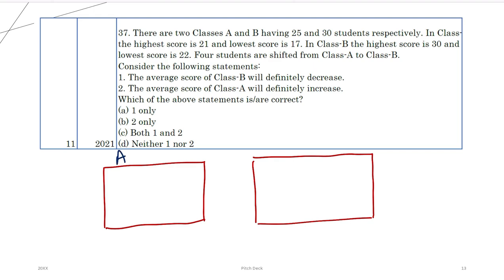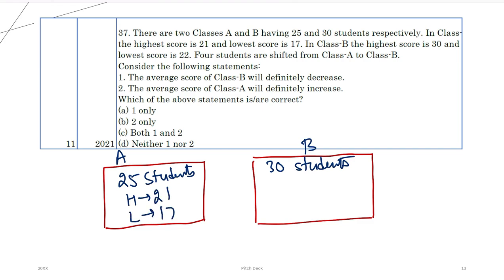There are two classes, A and B. A has 25 students and B has 30 students, right? This is the question. Now, in class A, the highest score is 21 and the lowest score is 17. In class B, the highest score is 30 and the lowest score is 22. I hope this is clear.